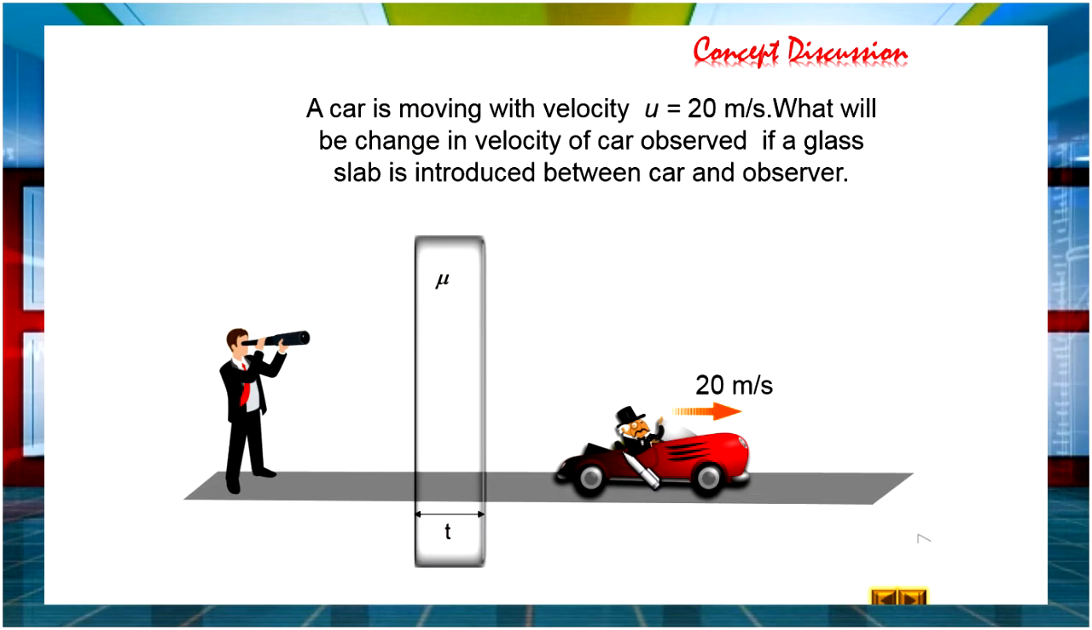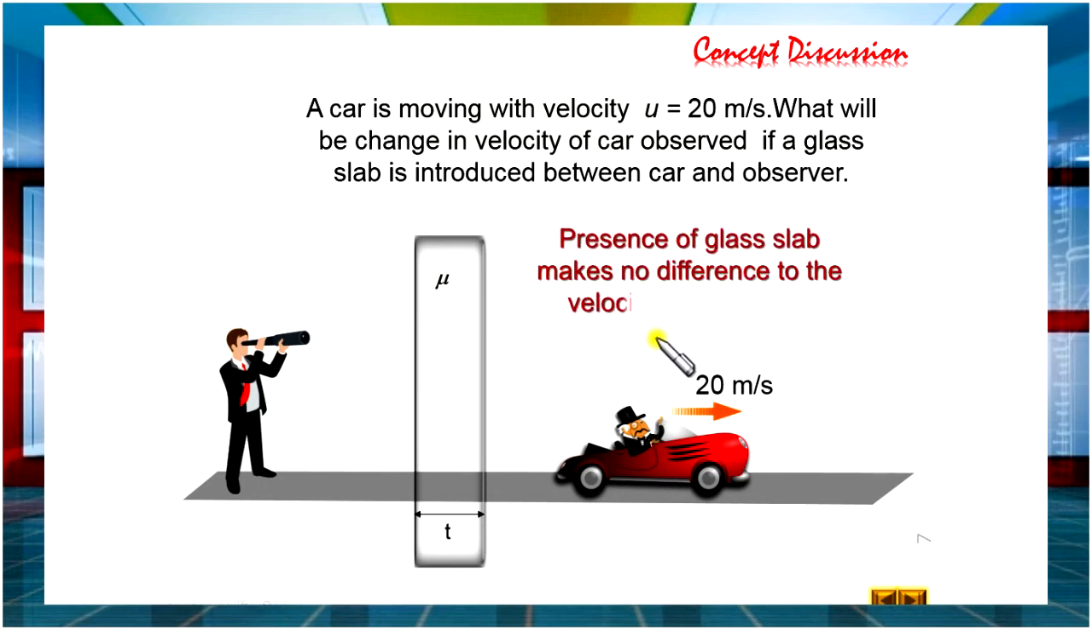And we know what happens if a glass slab is introduced between the object and observer. We know it produces shifting in the direction of the ray traveling. And this shifting is independent of the position of the object with respect to the slab. That means the presence of the slab has nothing to do with the velocity. Because there is no change in the shifting when the car moves in the rightward direction, the presence of the glass slab makes no difference to the velocity of the image. Okay. Now let us discuss one more situation.